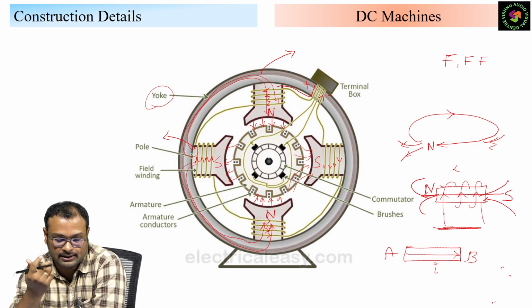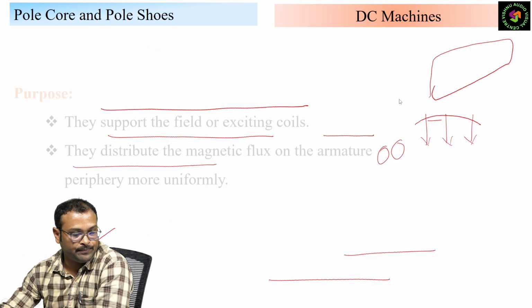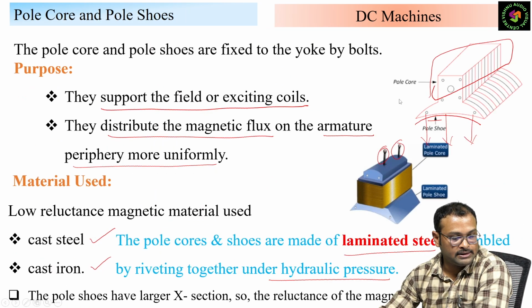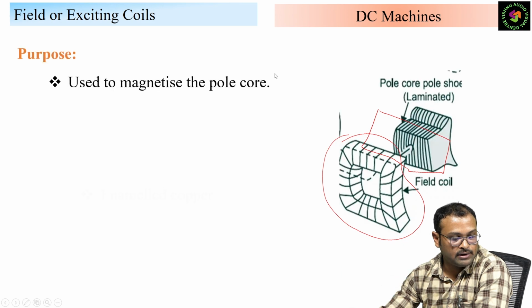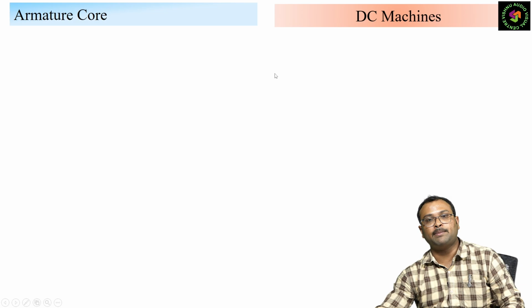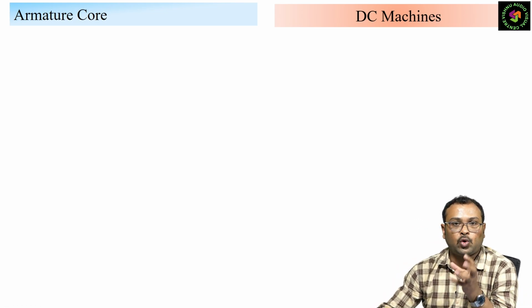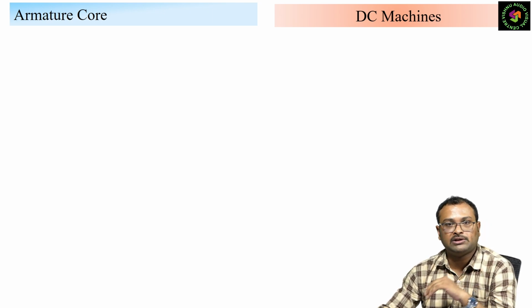Now we want conductors. Then we will go to the next component. The field winding is over, so we understand what the field winding is and its purpose. Next, the armature core. This is the main part of the conductors, the electrical part, but the armature is divided into armature core and armature windings.